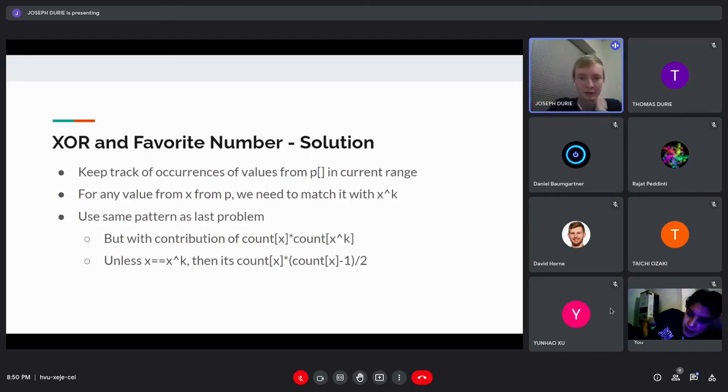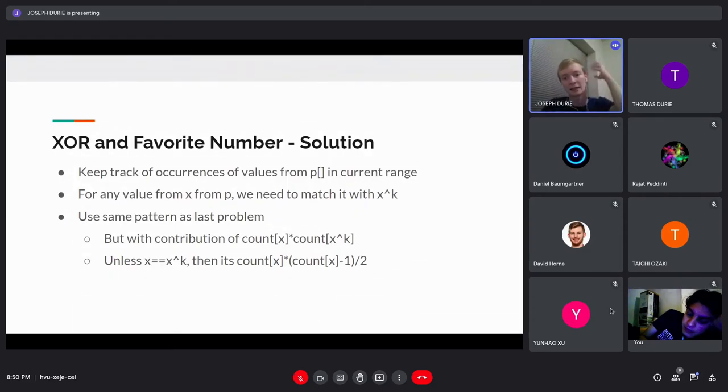We do have this one edge case where X equals X XOR K, which will only happen if K equals 0. But in that case, you do basically count X choose 2, right? Because you don't want to count duplicates. But you don't really have to worry too much about that case. That'll only happen if K equals 0.